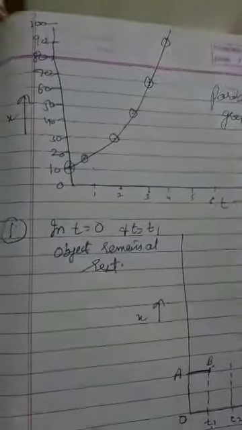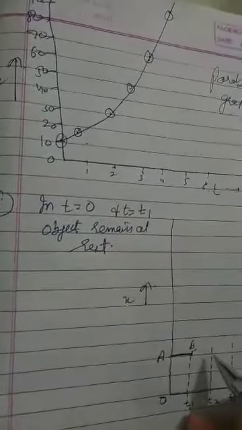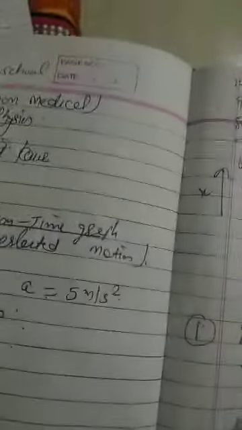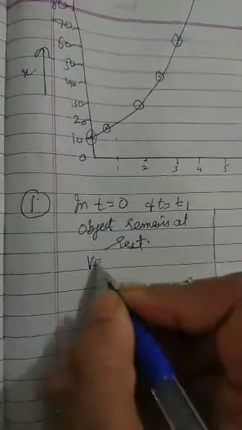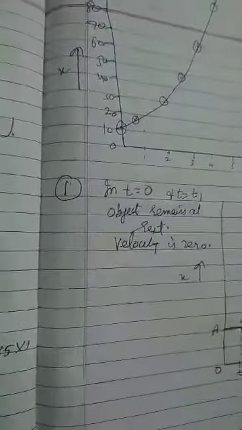We can draw dotted lines. Clear? This AB portion of the graph is parallel to the time axis, so we can say that in this time the velocity is 0.